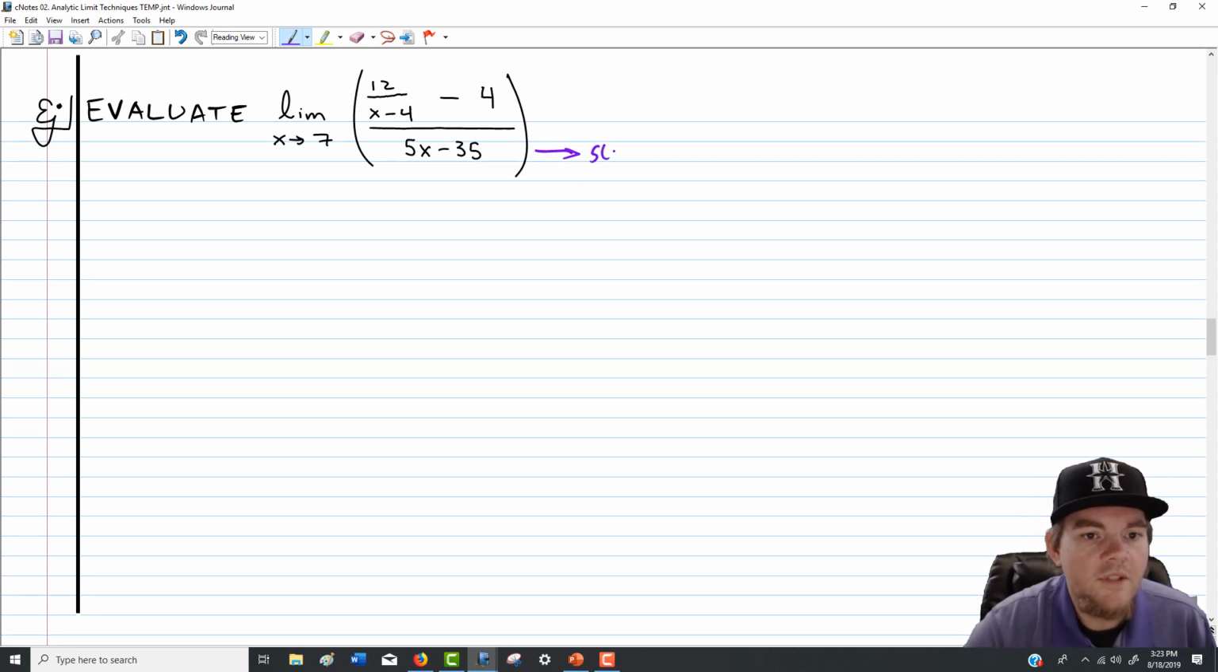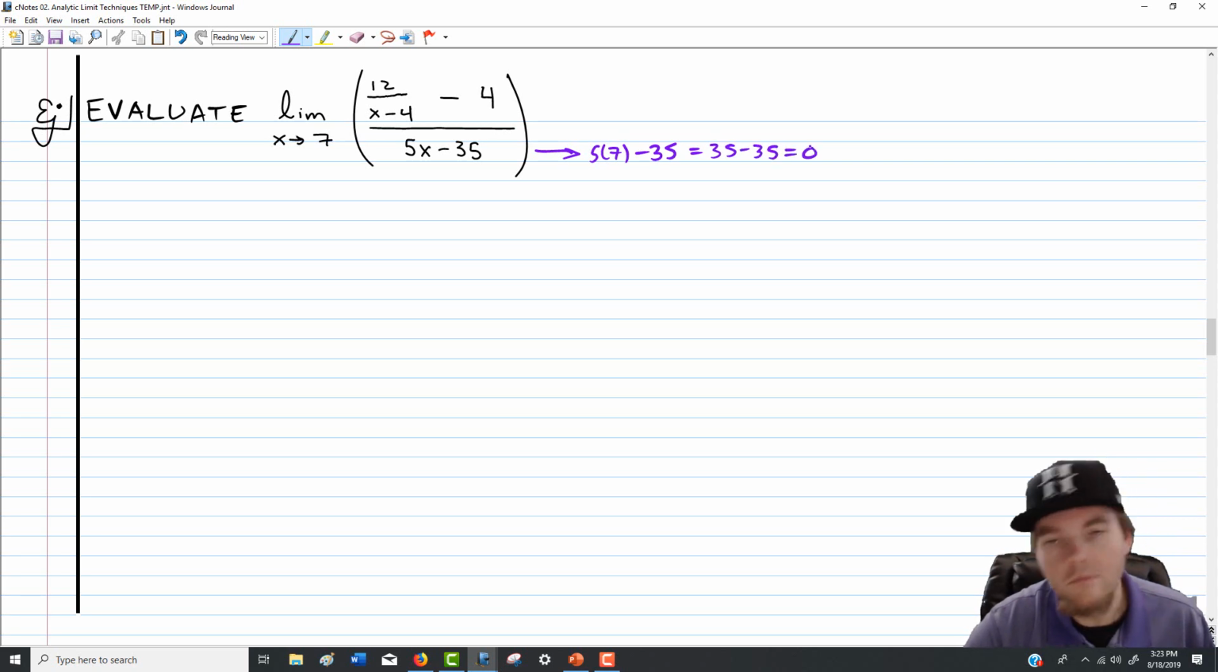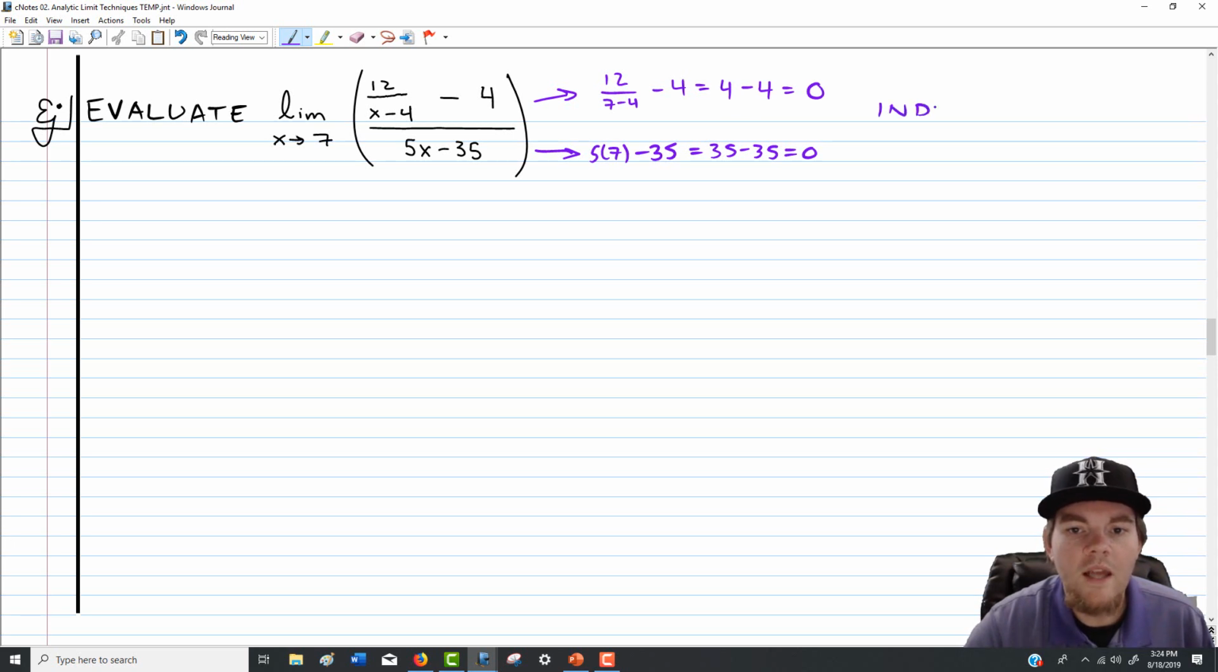This will be 5 times 7 minus 35, which will be 35 minus 35, which is 0. Looks like we probably will be indeterminate. Let's see though. In the numerator, we'll have 12 over 7 minus 4, minus 4. 12 over 3 is 4, so 4 minus 4 is 0 also. We once again have an indeterminate form.